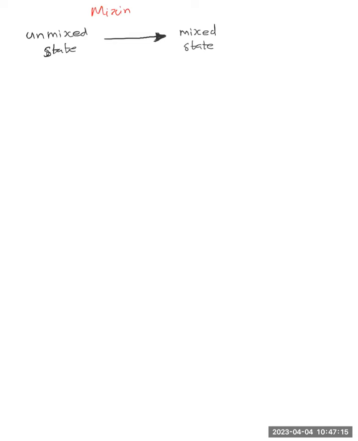Now let's think about this. We know that the mixed state has more configurations than the unmixed state if they mix. So if two things mix, then the mixed state must have a higher number of configurations. Now, because we're talking about the potential energy and number of configurations here, let's write this down: potential energy and the number of configurations.